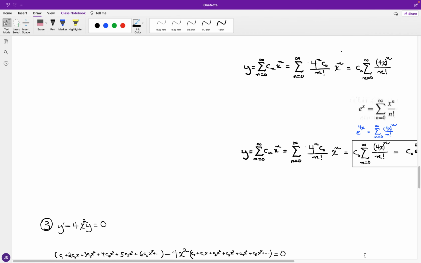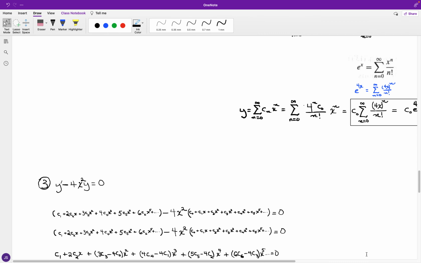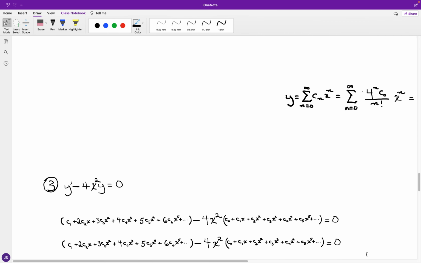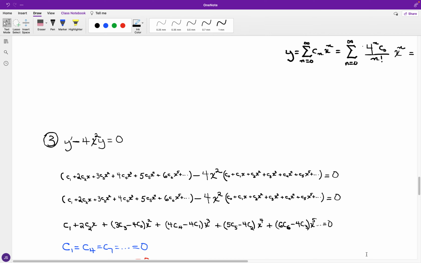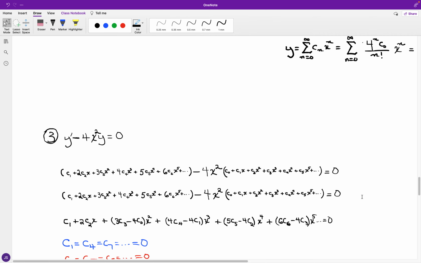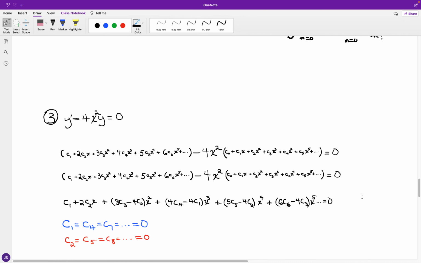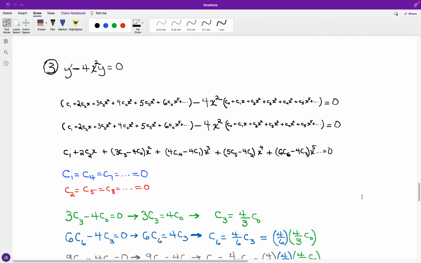Now for one that's a little bit tricky, say we have y prime minus 4x squared y is equal to 0. So I'm duplicating what I have with the series expanded from y prime as well as y, but in y, each of the terms will be multiplied by negative 4x squared. And if I were to itemize, notice that c sub 1 is the only constant, and 2c sub 2 x is the only term that we have that is first order in x.